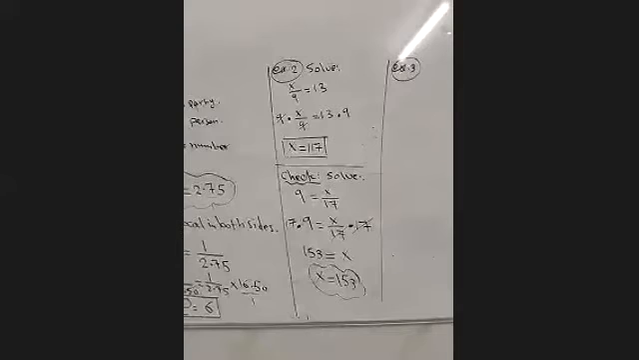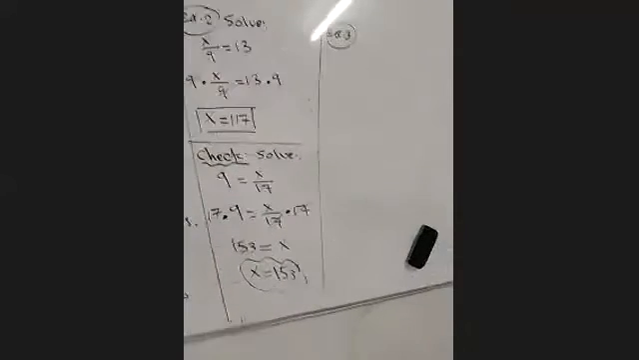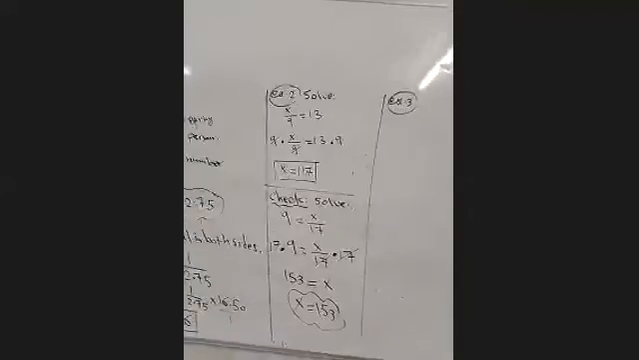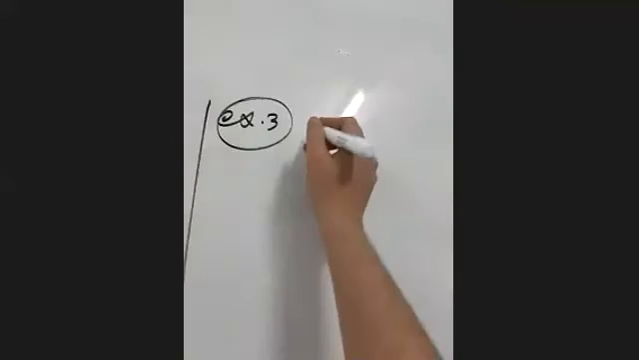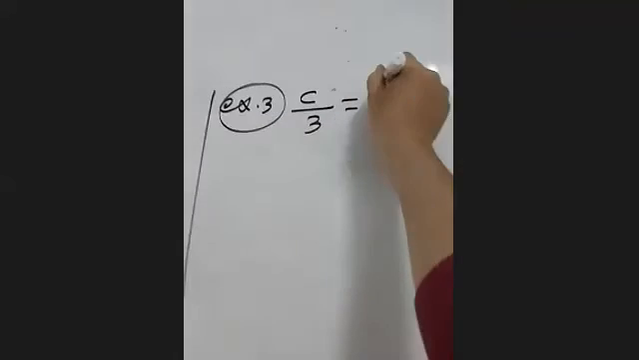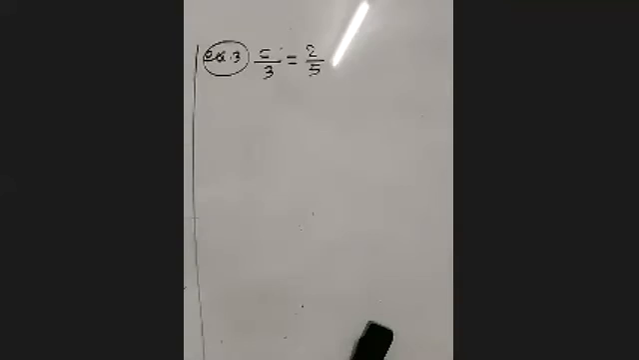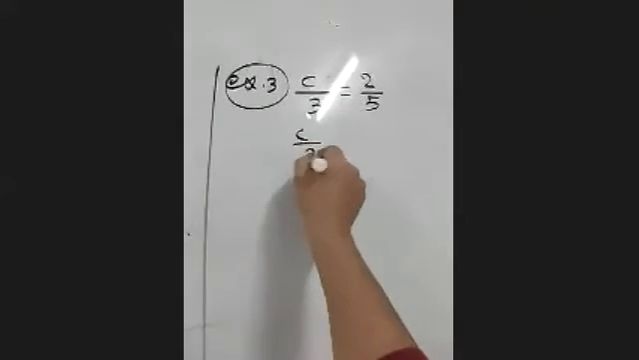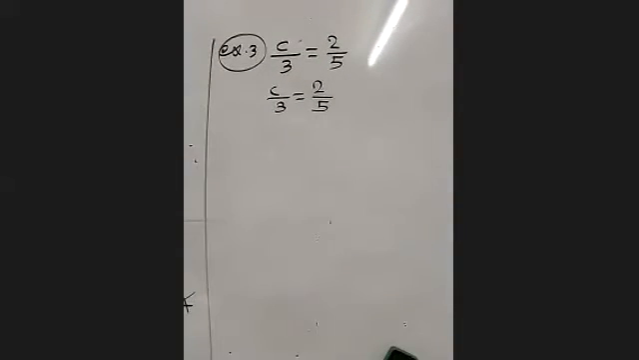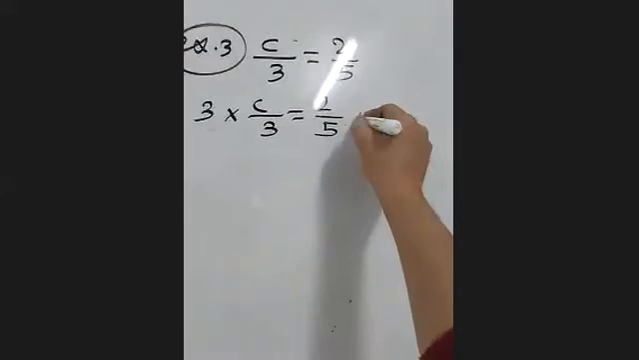Sulaiman. Yes, Mr. Read example 3. Solve c over 3 equals 2 over 5. Good. We will write it again. Yalla, c over 3 equals 2 over 5. Now we will multiply by 3 on both sides, multiply by 3 here, multiply by 3 here.